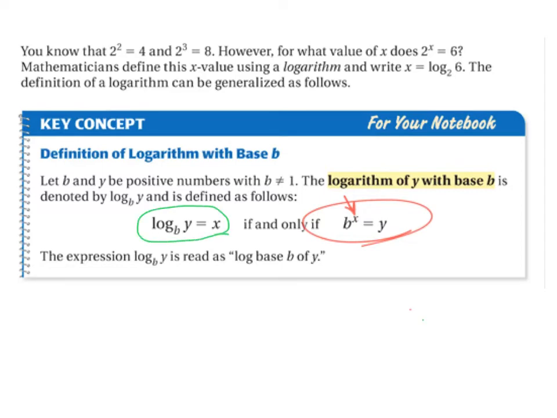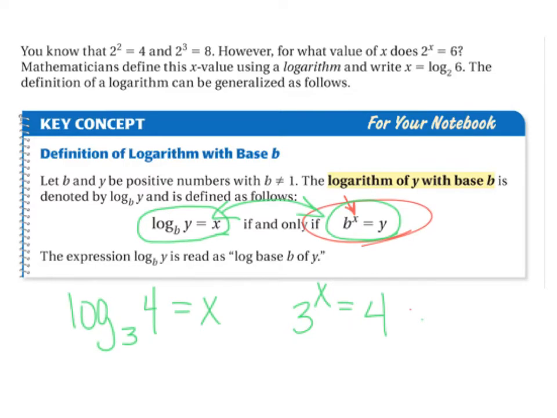Okay, I've got this and it relates to this. Okay, we can go back and forth. Log to the base b of y equals x. B to the x equals y. I could do it with anything. Log the base 3 of 4 equals x. That means that 3 to the x equals 4. Okay, it's just putting everything in different orders. Okay?